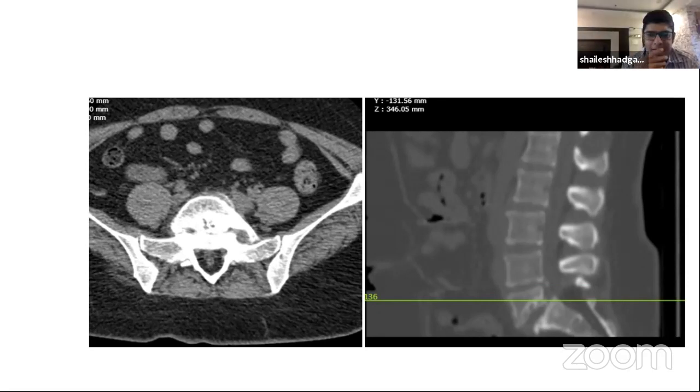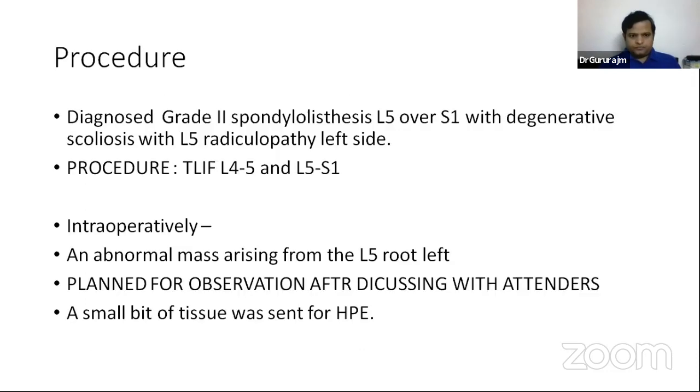Okay. Yes, Gururaj. Pradeep? Yeah, so it's already been discussed. L4, I think, should be the upper limit. SOS, depending on the level of osteoporosis, we can involve the SI joint. Okay. So technically, we should be perfect.